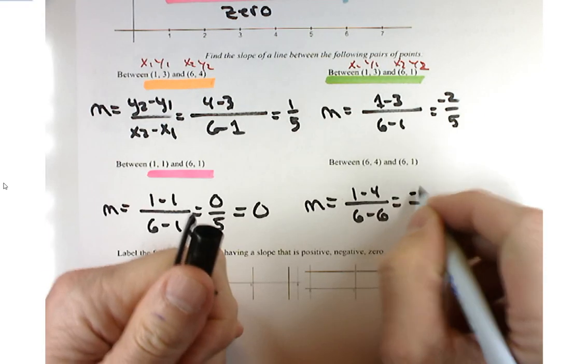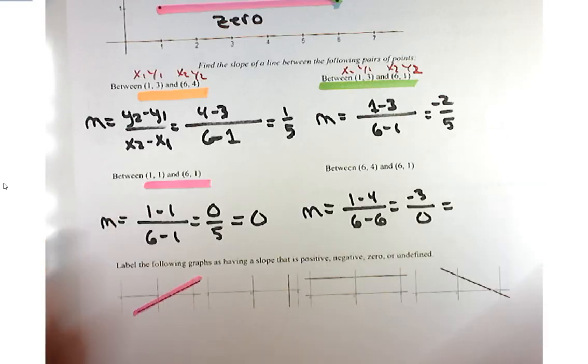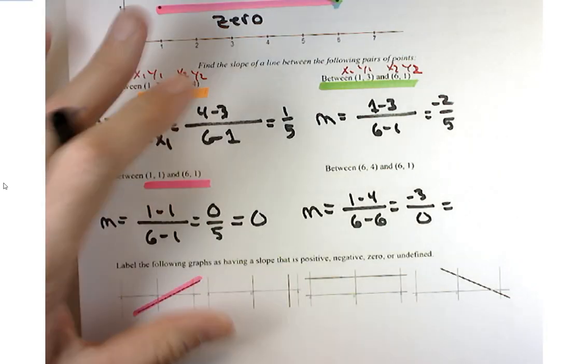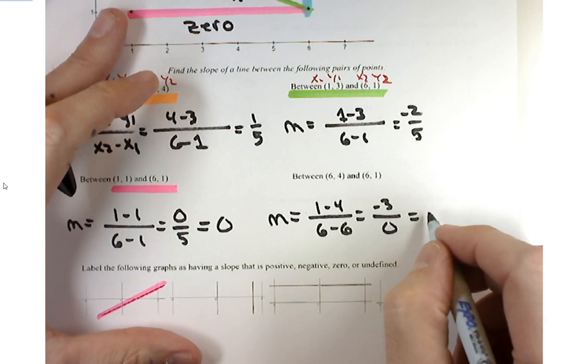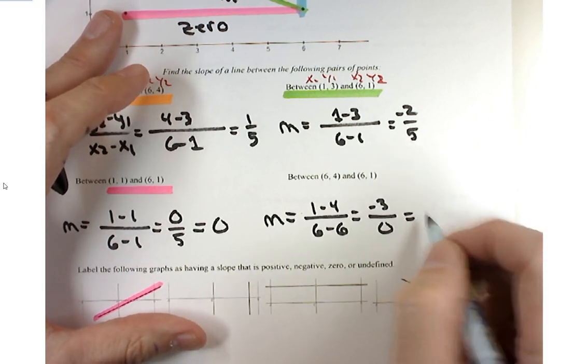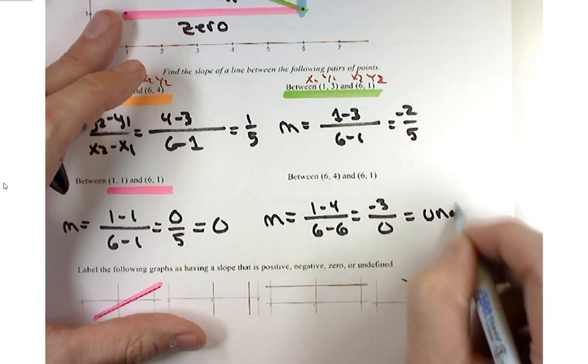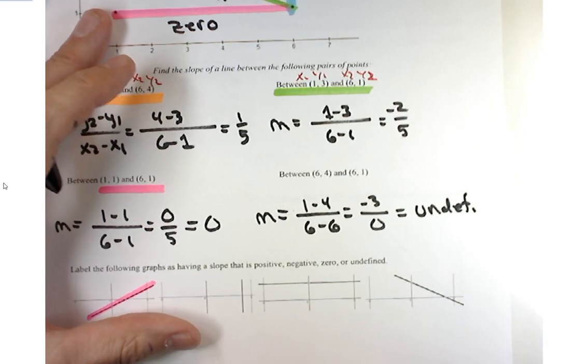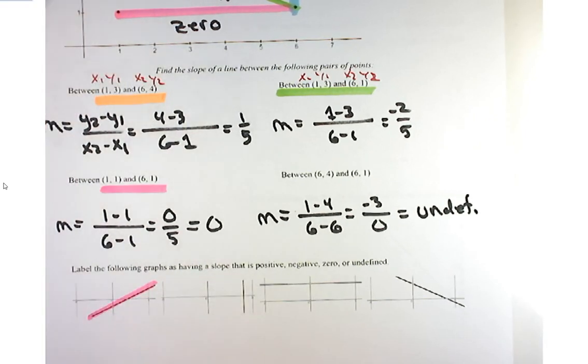So negative 3 over 0. Can you divide by 0? No, that's the mathematical no-no. That's the don't collect $200 in Monopoly, right? You know, go straight to jail. This is undefined. You can't divide by 0.